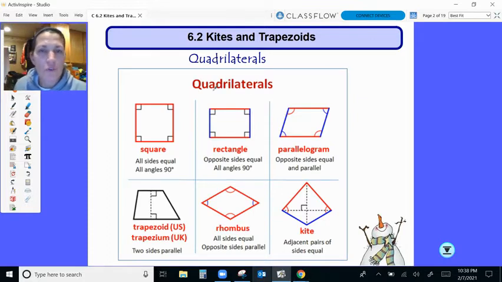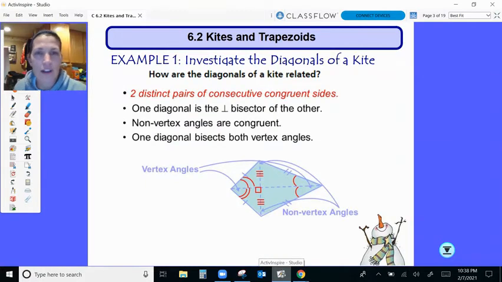So first of all, let's review a little bit about quadrilaterals. We have all these different types of quadrilaterals: squares, rectangles, parallelograms, kites, rhombus, and trapezoids. Just a little piece of information: in the UK, they call it a trapezium, and in the United States, we call it a trapezoid. So today we're going to look at kites and trapezoids, which are two of the quadrilaterals.